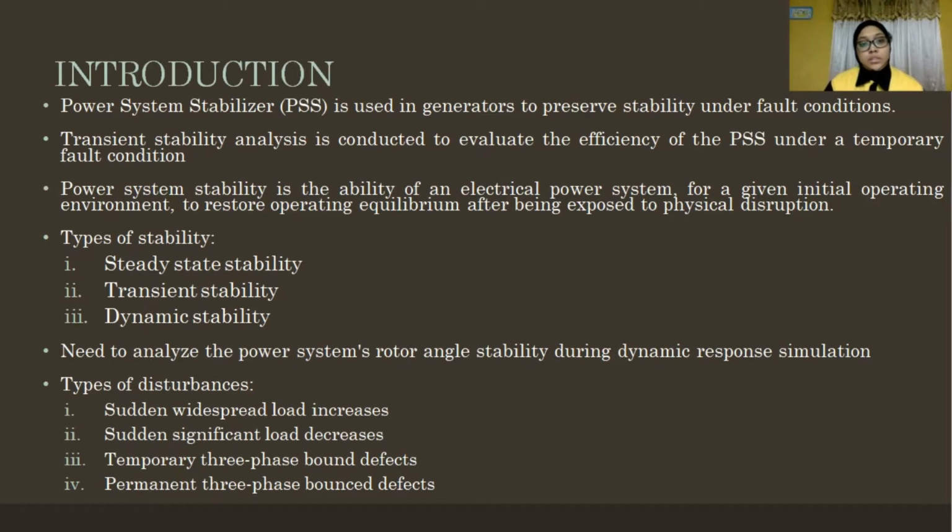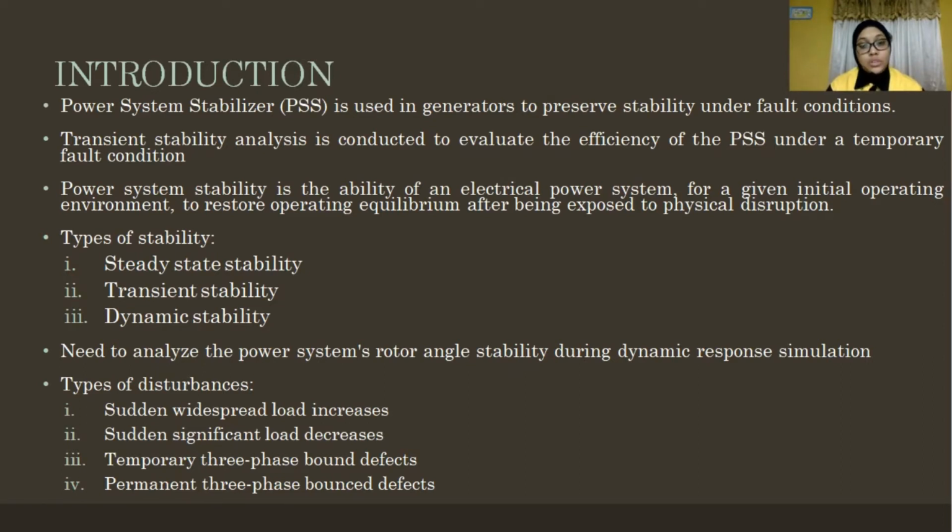Okay, power system stability is used in generators to prevent instability under fault conditions. Transient stability analysis is conducted to evaluate the efficiency of the PSS under temporary fault conditions. Power system stability is the ability of an electric power system, for a given initial operating condition, to restore operating equilibrium after being exposed to a physical disturbance. The types of stability are: first, steady state stability; second, transient stability; and last, dynamic stability.